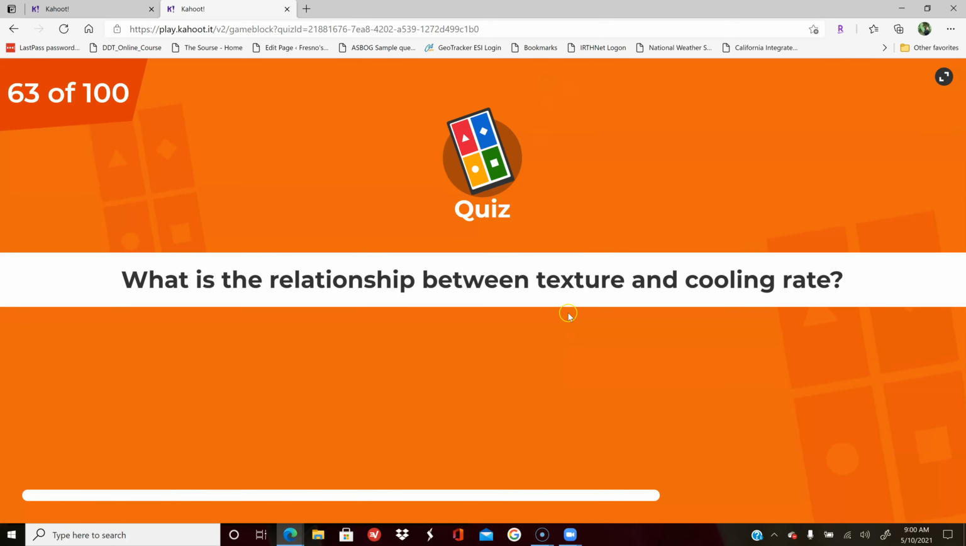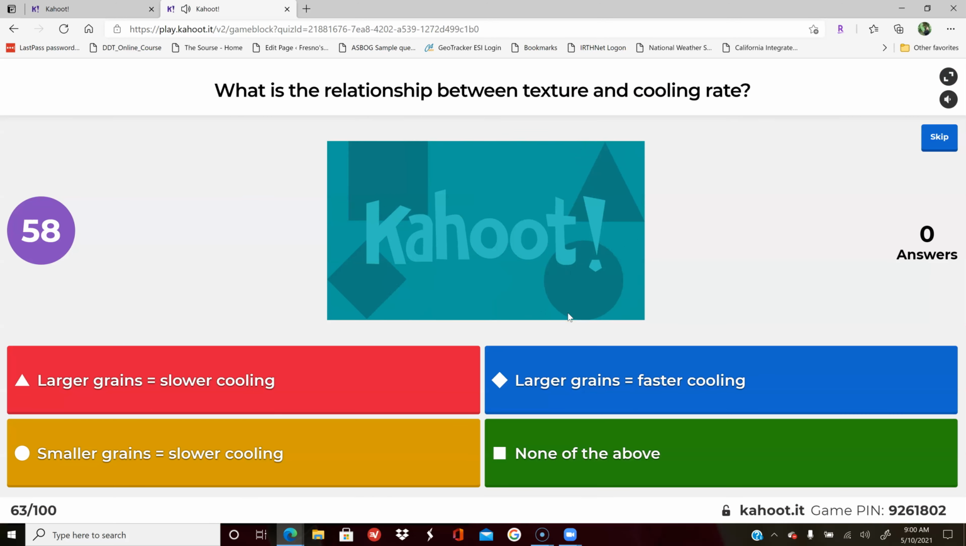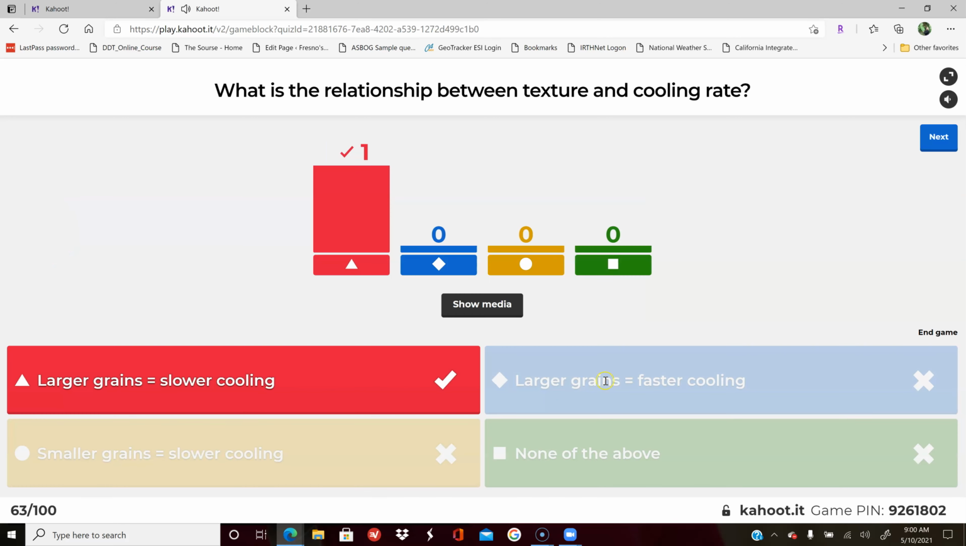What is the relationship between texture and cooling rate? Larger grains are from slower cooling. Larger grains are from faster cooling. Smaller grains are from slower cooling, or none of the above. Larger grains is slower cooling. Smaller grains is faster cooling.